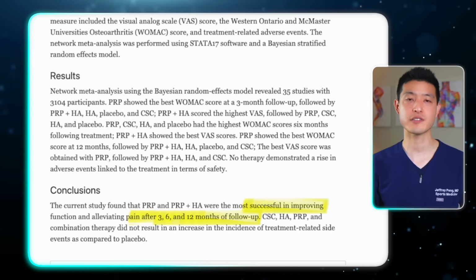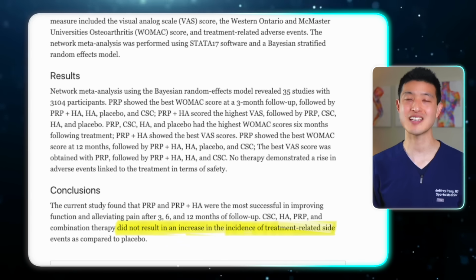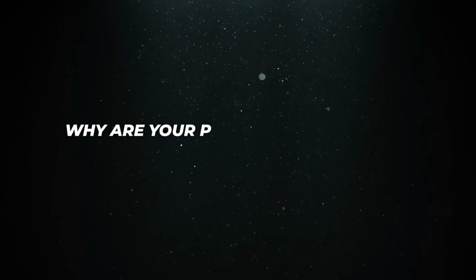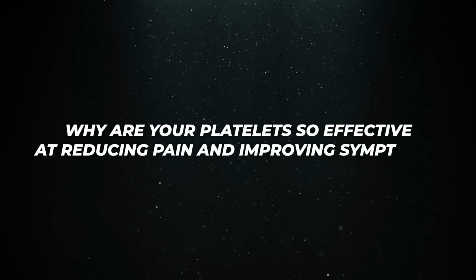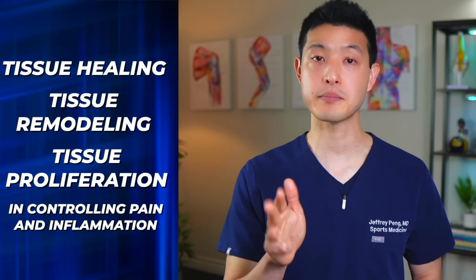Even better, there were no differences in treatment-related side effects or adverse events in any group when compared to placebo. So why are your platelets so effective at reducing pain and improving symptoms? Well, our platelets are responsible for tissue healing, tissue remodeling, tissue proliferation, and most importantly, in controlling pain and inflammation. And so what we're doing with a PRP injection is using your own body's capacity to control pain and inflammation, taking it out, concentrating it, and then injecting it under ultrasound guidance back into an area that's been irritated or injured. And it turns out that the cellular mechanisms activated by PRP injections are way more effective than any other medication we can inject into your knee for treatment.